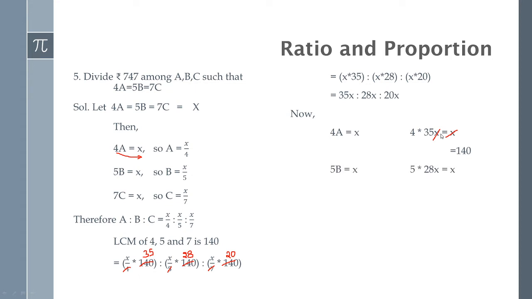The same way, 5B is equal to X. So 5 into 28x, that is nothing but x gets cancelled, 140, the same 140. What we need to find out here is that 140 is equal to 140 is equal to 140.